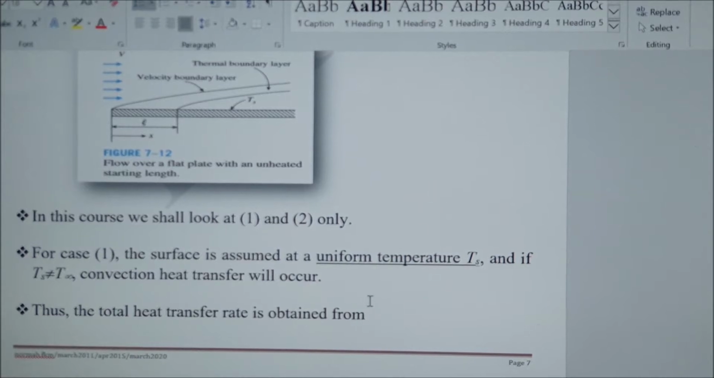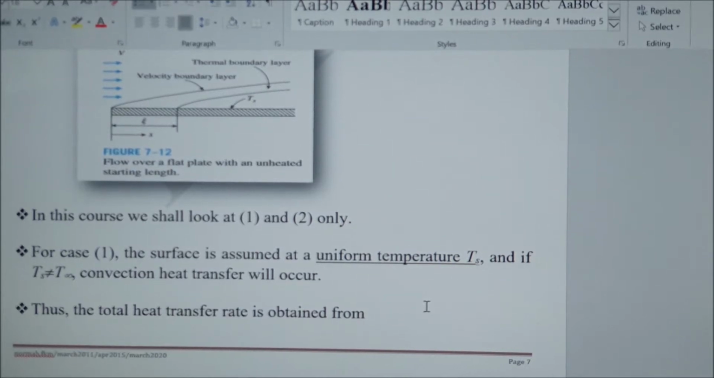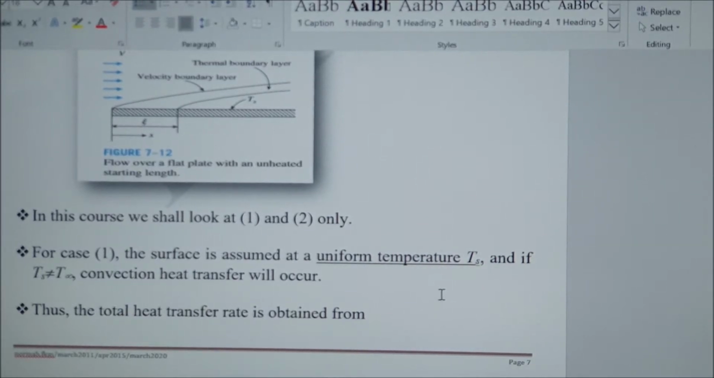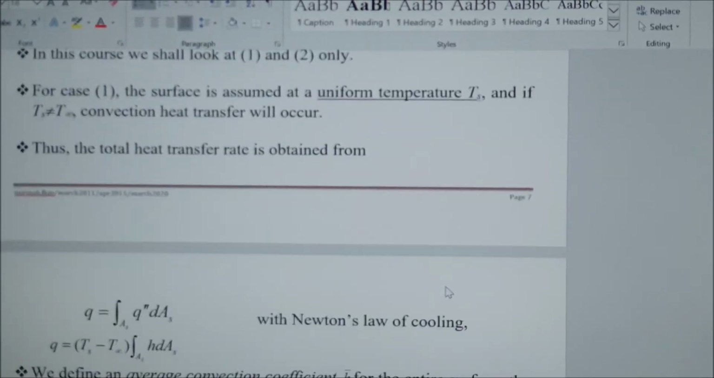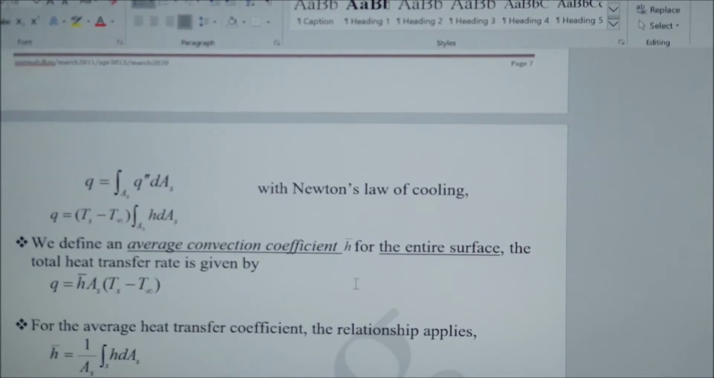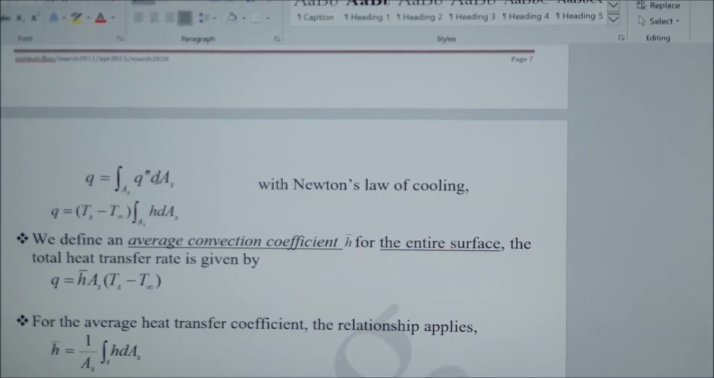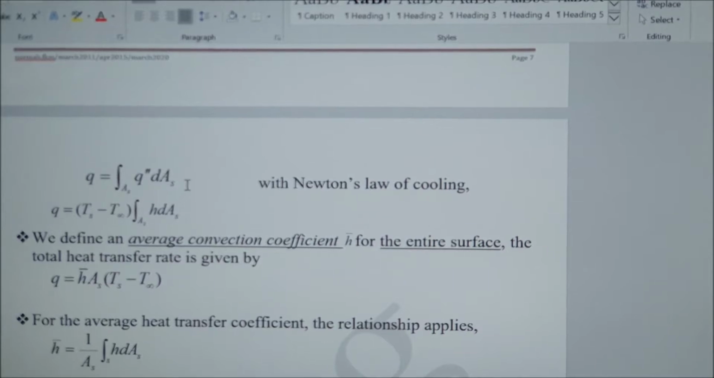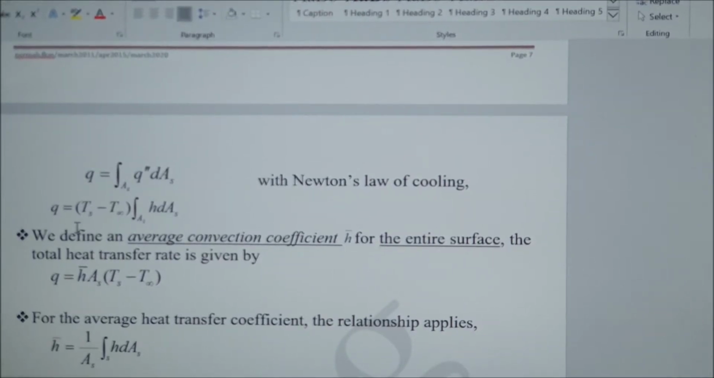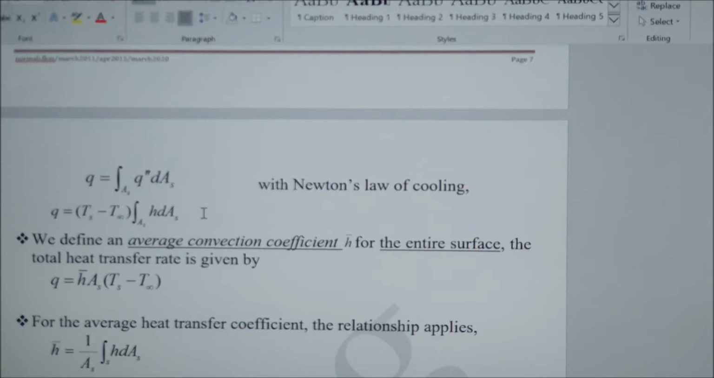Yes. For case 1, the surface is assumed at a uniform temperature Ts, and as mentioned earlier, if Ts is not equal to the fluid temperature, convection heat transfer will occur. So now what we are interested in is the total heat transfer due to convection from or to the surface. The total heat transfer is the heat flux multiplied by the area, because it varies over the surface, with Newton's law of cooling. You get this equation.